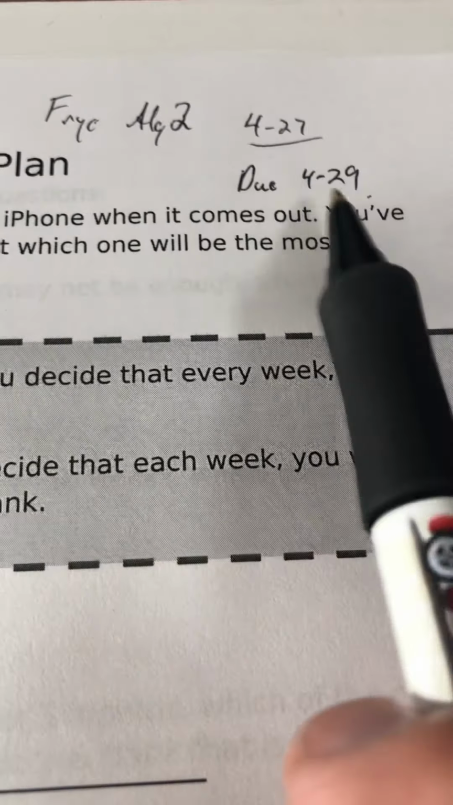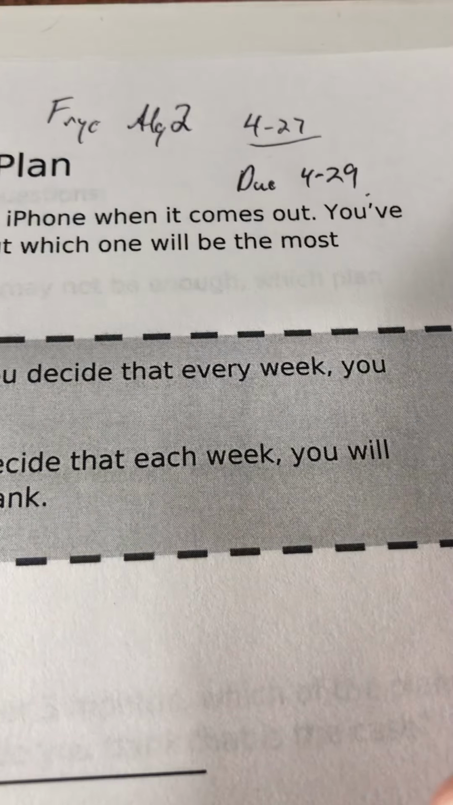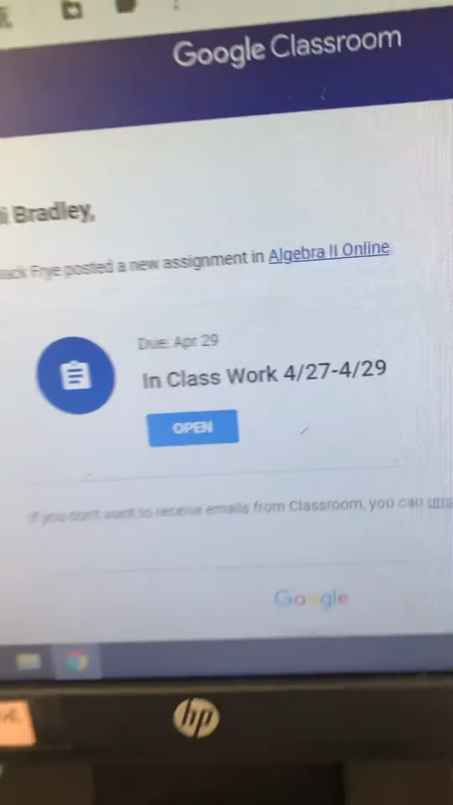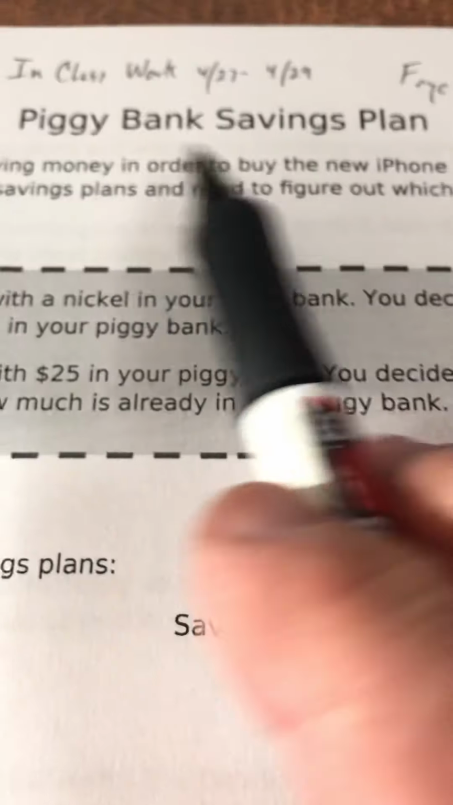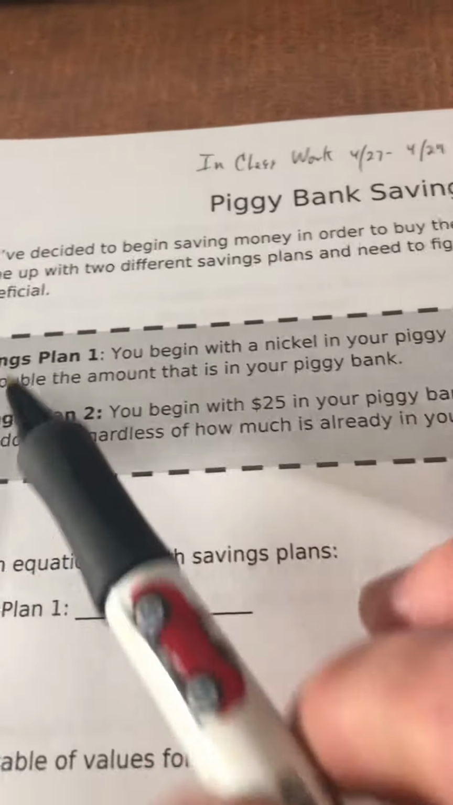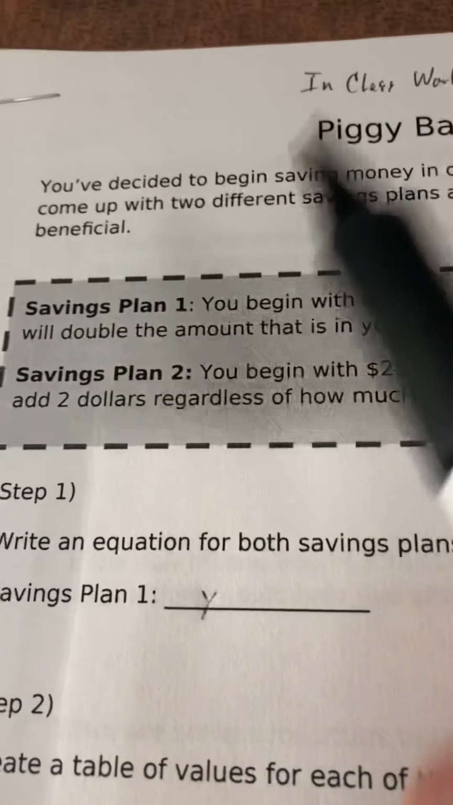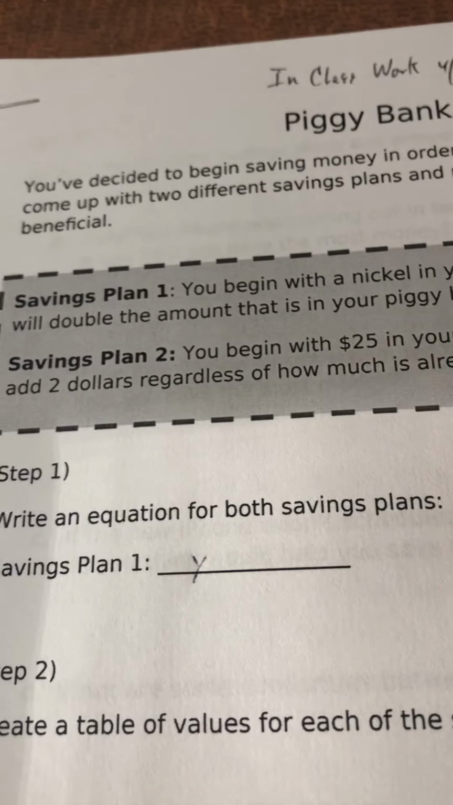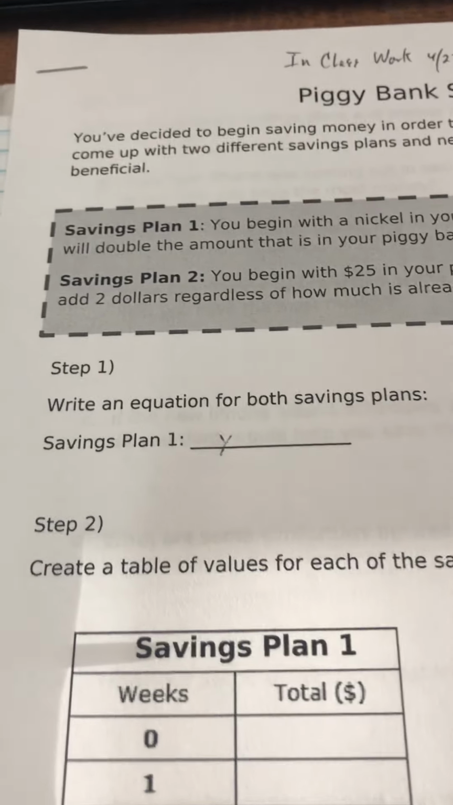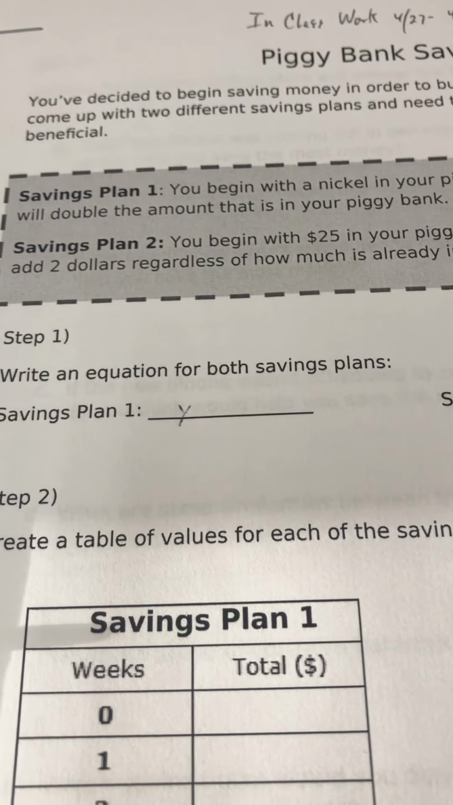This is April 27th. This is not due until the 29th. This is the in-class work 427 to 429, and we're looking at the piggy bank savings plan. So we have a couple plans here that you're looking at. You guys probably worked on this in class, but this is just in case, a little safety net for you in case you missed anything and you need a little bit of help with this.